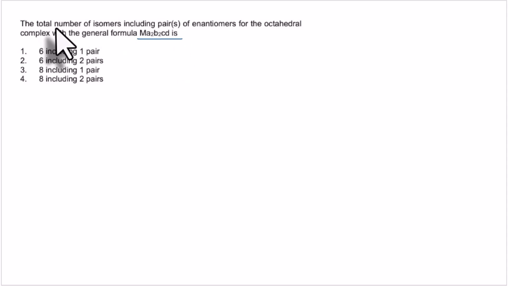Ma2B2CD. So in this question particularly, they are asking the total number of isomers including pairs of enantiomers for the octahedral complex with the general formula Ma2B2CD. Assuming that all these ligands are monodentate, we have two A ligands, two B ligands, and C and D. So a total of 6 ligands, which makes this complex octahedral.